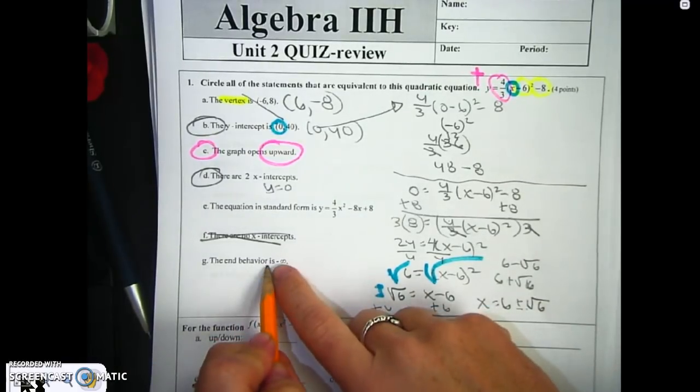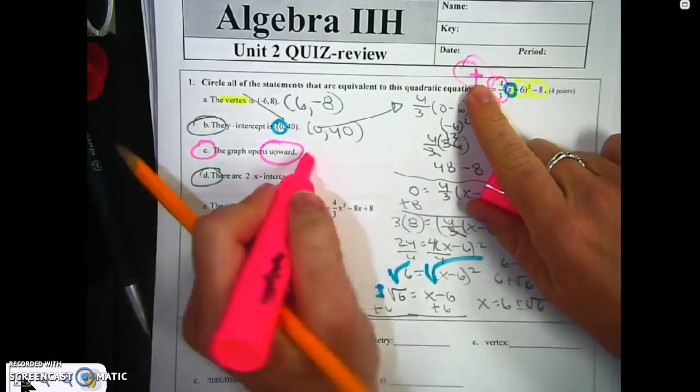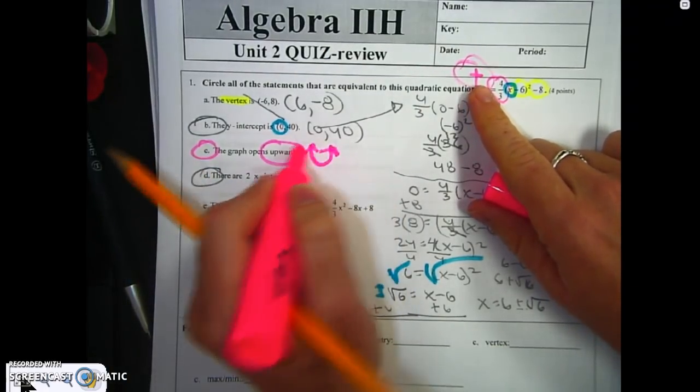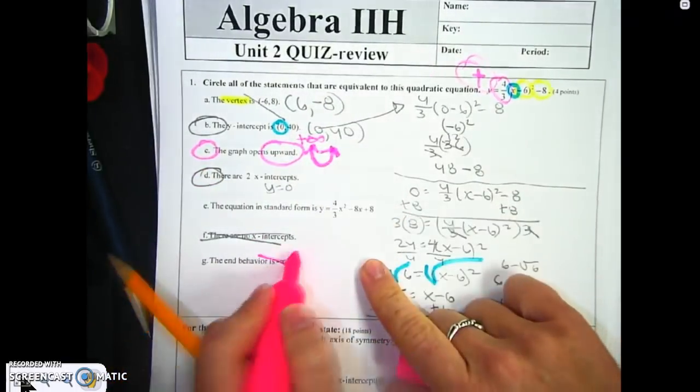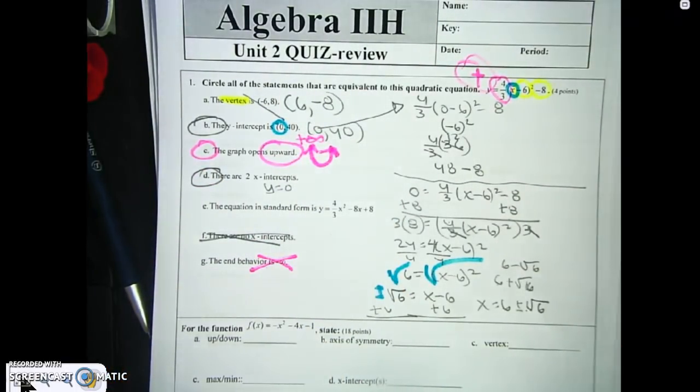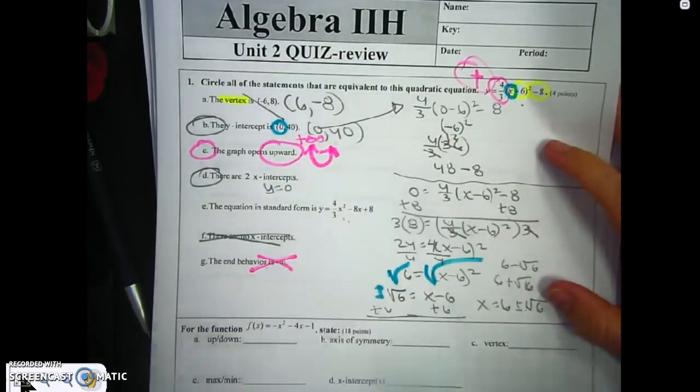The end behavior. Well, the end behavior is based on the fact that it's going up. So since it's going up, the end behavior is positive infinity. So it's not negative infinity. So the only thing left is to change this from vertex form to standard form.